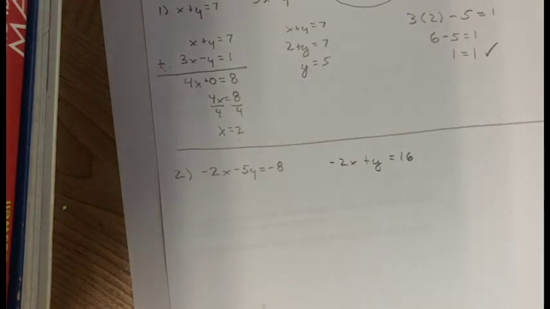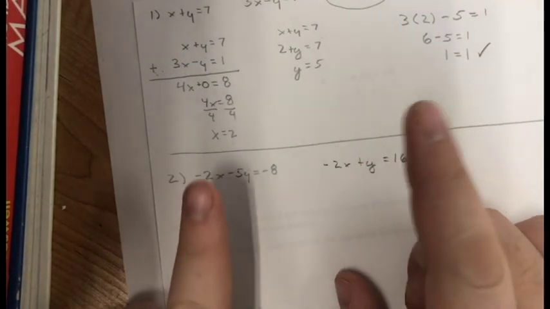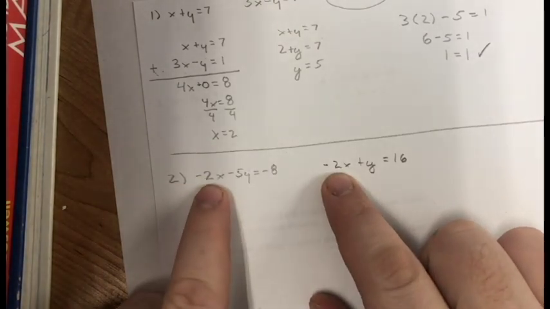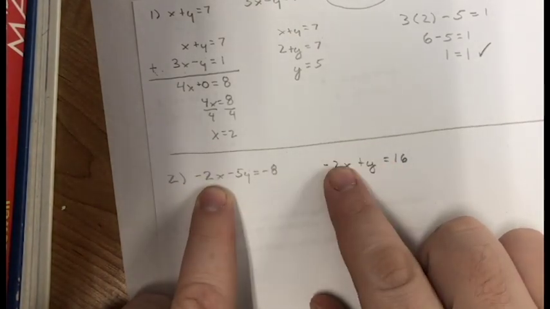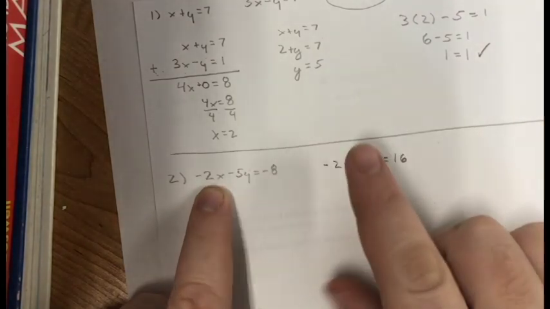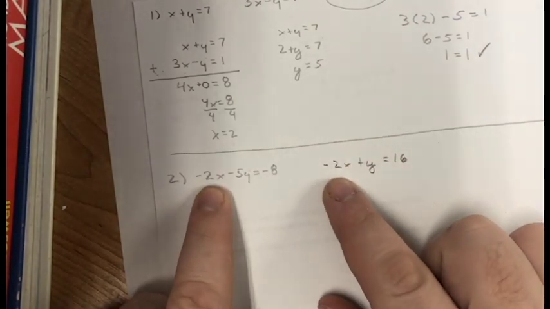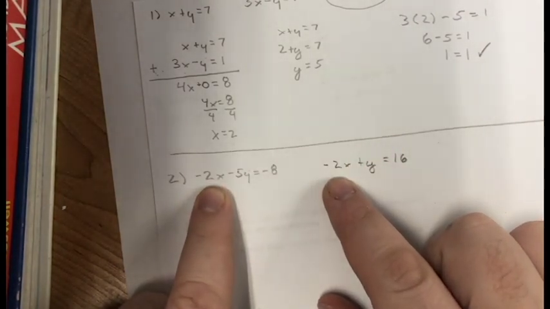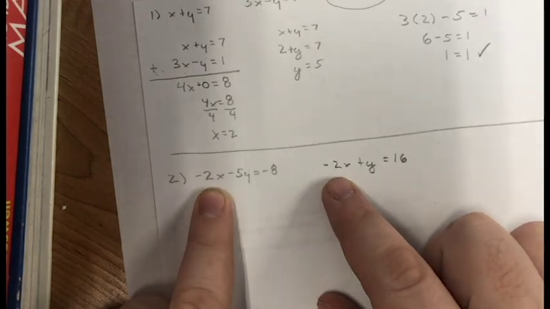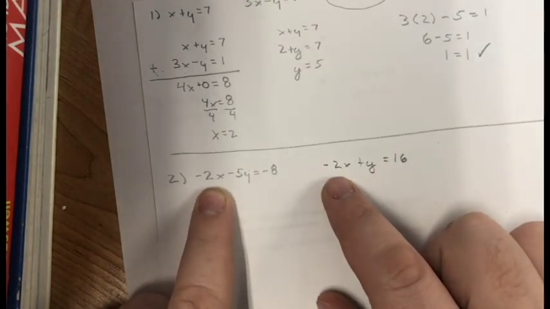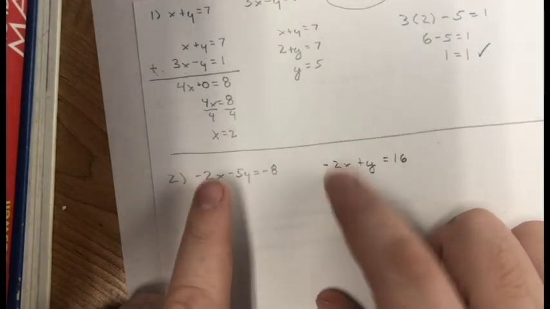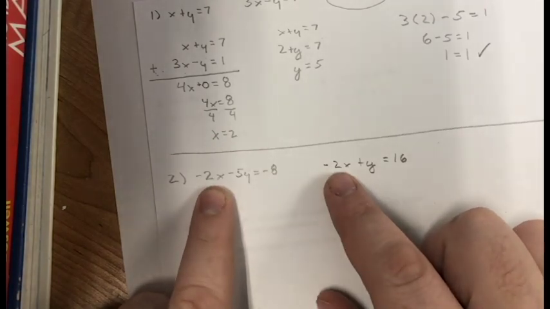Now, step 1 tells me, first off, I need to look at each term and determine if they have the same or opposite coefficients. Well, let's look right off the bat. I have a negative 2x here and a negative 2x here. Right now, these two are the exact same coefficient. All right, so I don't have to do anything else to this. I don't have to multiply because they are the same coefficient.